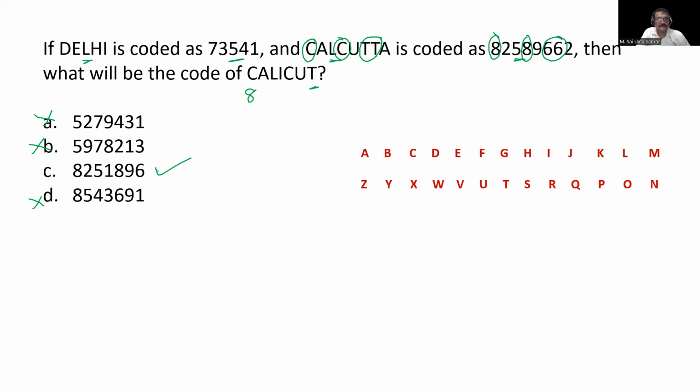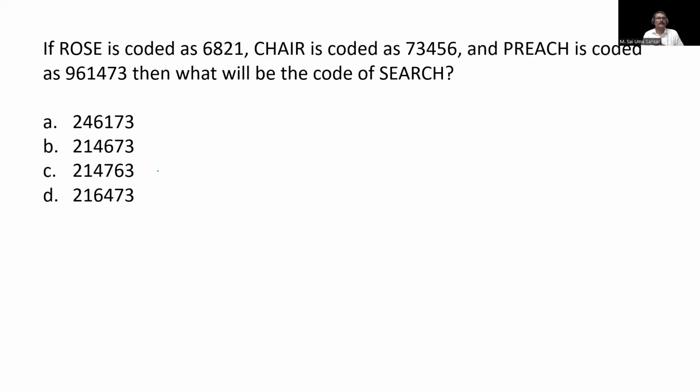Next question. If Rose is coded as 6821 and chair, is there any common letter? No. And here, what happened? Here same letters exist or not? Here P is there. P does not exist in Rose or chair.